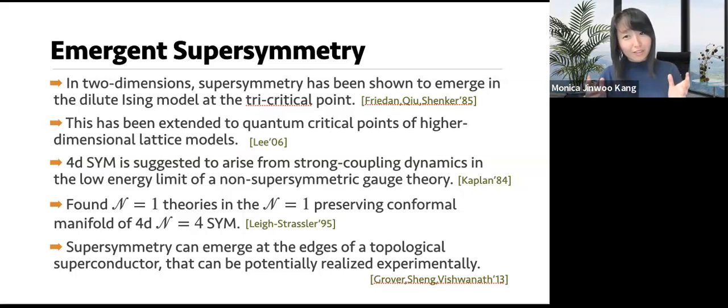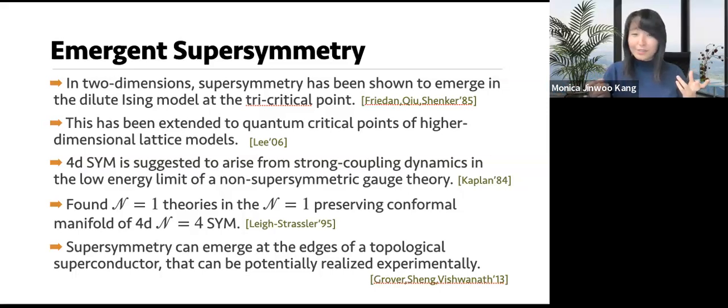In fact, really long time ago, like 1984, N equals 1 super Yang-Mills was suggested to arise from the strong coupling dynamics and the low energy limit of a non-supersymmetric gauge theory. And these are clearly the ones that went from non-supersymmetric to supersymmetric. But also, of course, we heard of Leigh-Strassler. That was the first really known example found from the N equals 1 theory in the N equals 1 preserving conformal manifold, through marginal deformation to give rise to 4D N equals 4 super Yang-Mills.